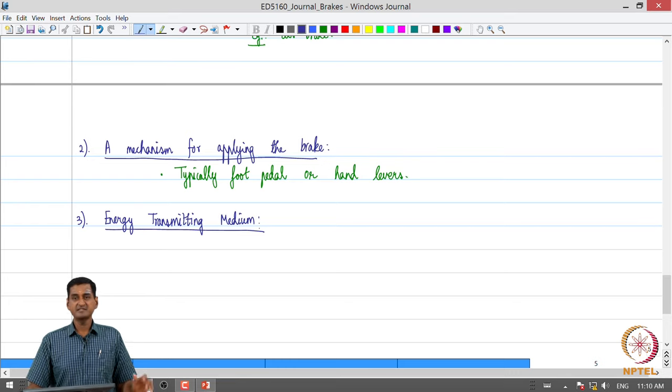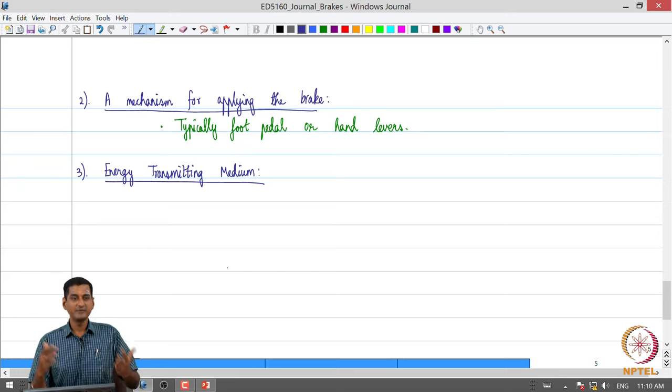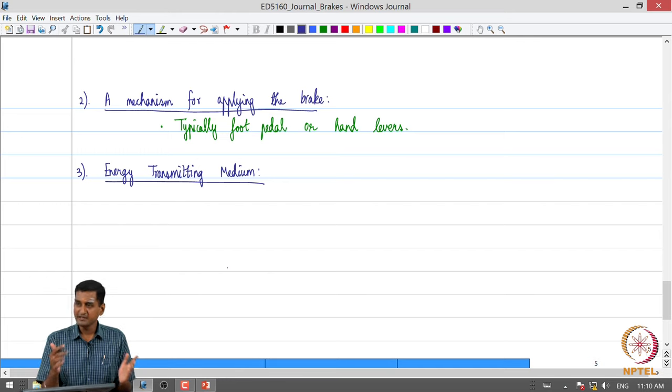So the question is, how is the energy transmitted from the source to the wheels? Please note that we are dealing with friction braking. That means that on the wheels we have these brake units which essentially convert the kinetic energy into thermal energy. So from the source of energy, or from the point of the driver actuation, how is the energy for braking transmitted?